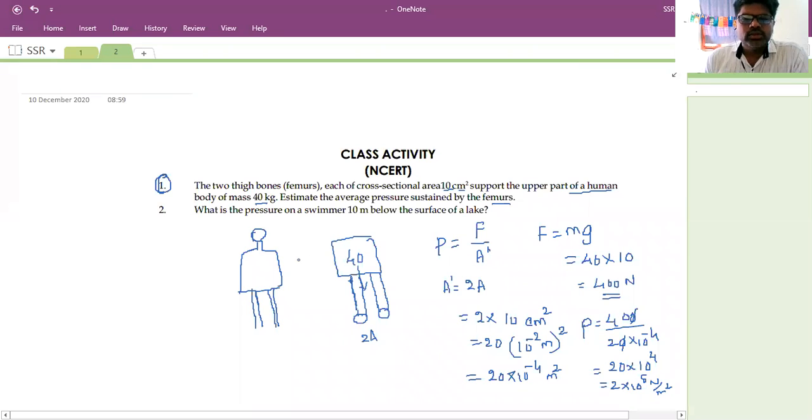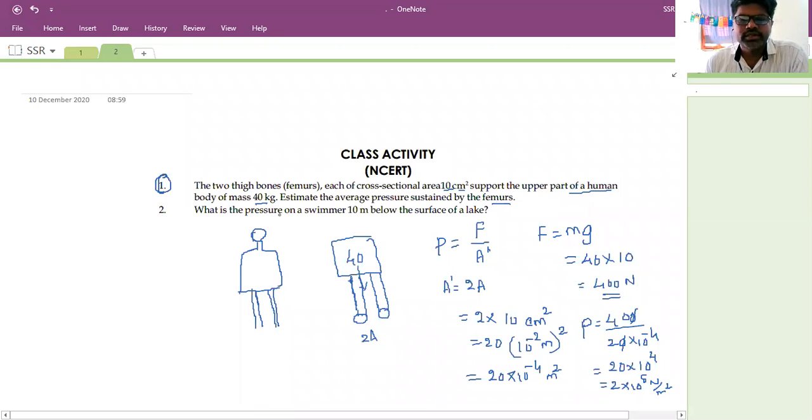And if you want one femur, that means the total force of 400 newtons is utilizing two femurs. Then you can divide for each one.